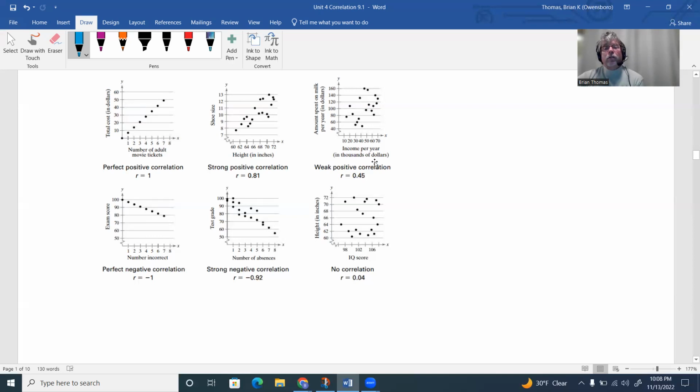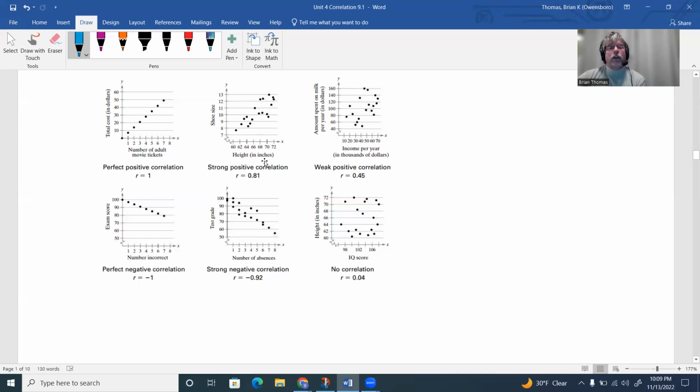Notice how here it says income in thousands of dollars and the amount spent on milk. That is not going to be a real positive relationship there. We do know that as your income goes up, you may be buying more milk, but that's not necessarily true. I would say there's probably more of a relationship between how many kids you have in your family. Kids seem to drink a lot of milk, so there's more of a strong relationship there.